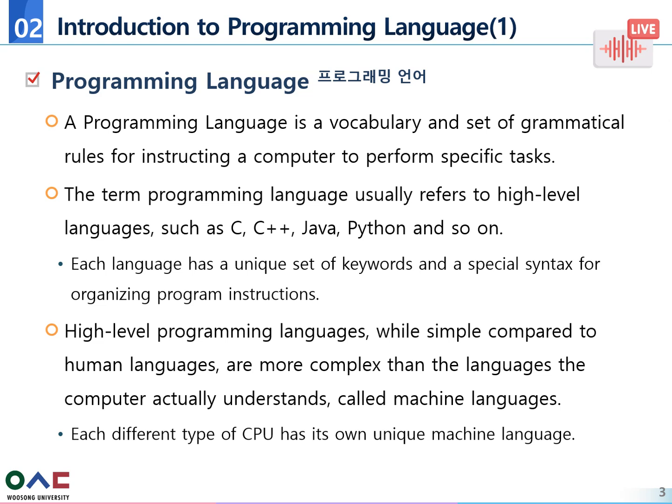Programming language. A programming language is a vocabulary and set of grammatical rules for instructing a computer to perform specific tasks. The term programming language usually refers to high-level languages, such as C, C++, Java, Python, and so on. Each language has a unique set of keywords and a special syntax for organizing program instructions. High-level programming languages, while simple compared to human languages, are more complex than the languages the computer actually understands, called machine languages. Each different type of CPU has its own unique machine language.